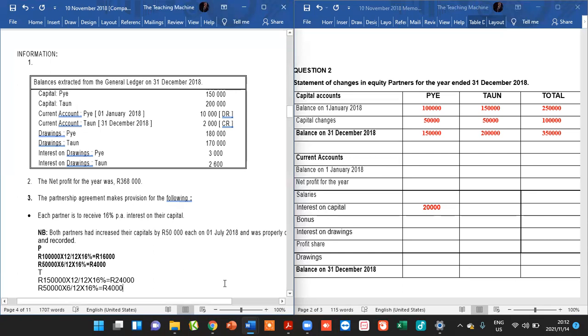It's the same amount, 4,000. So what should be the sum of the interest on capital for this partner? It should be 28,000 rands. 28,000 plus 20,000 should be 48,000.